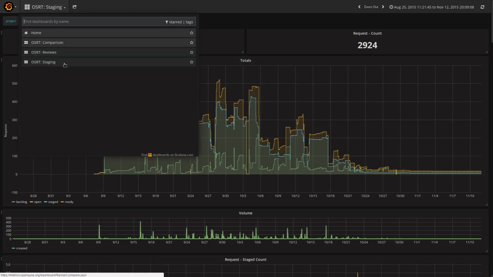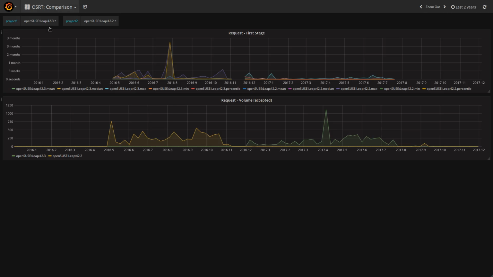So some other things that can be done with this. Here's an example. I switch over to this comparison dashboard. This is comparing two projects in the same graph. This is the request time to first staging. Again, this looks drastically different. It's basically completely flat for 42.3, and there's a bunch of big spikes waiting weeks and days for requests to even be staged in 42.2. So this is basically the effect of automation versus no automation. This is what we had hoped to see. Some big differences here.